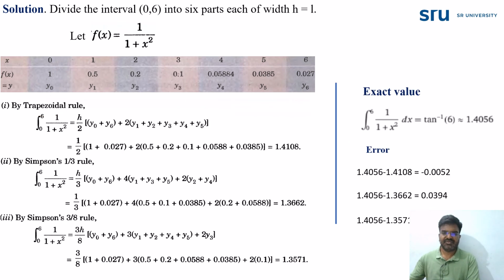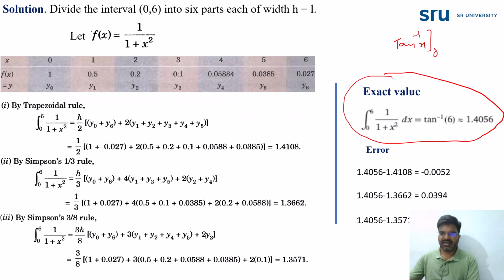You can also observe one thing. This is the exact value of the integration. Already we know the integration of 1 by 1 plus x squared is tan inverse x. So substituting the upper limit and lower limit, tan inverse 6 minus tan inverse 0. Tan inverse 0 is 0, so the answer is tan inverse 6. The value of tan inverse 6 is 1.4056.